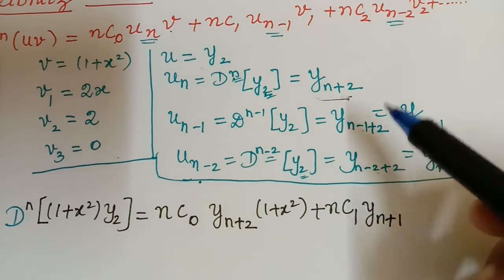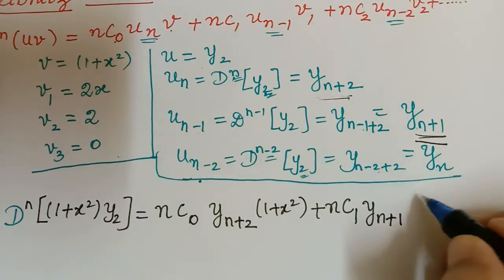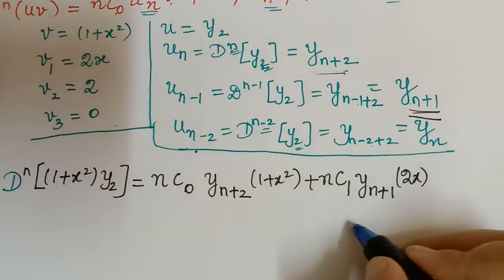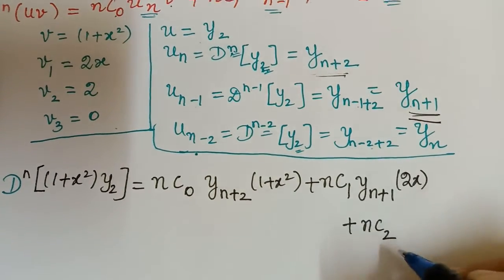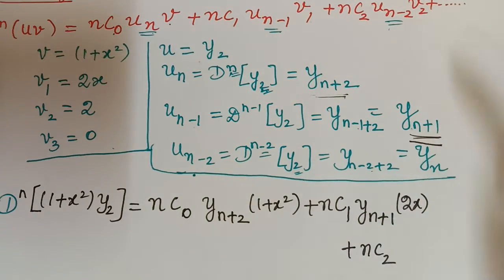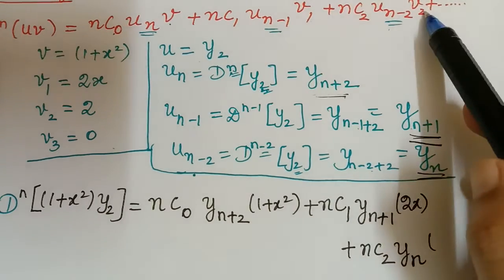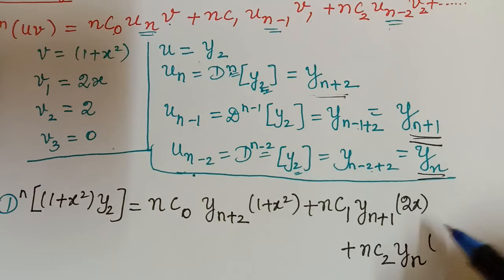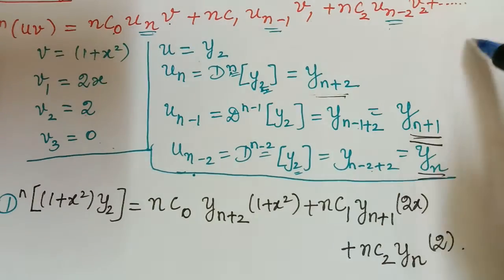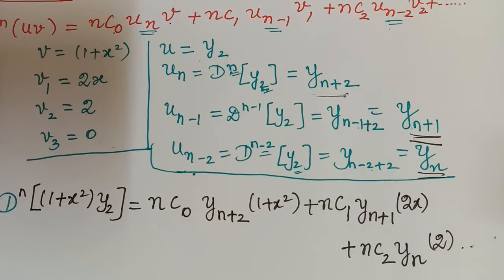And then we have v1. What is v1? v1 is 2x. Then plus nc2. Then what are we having? un minus 2. Un minus 2 is yn, which is multiplied with v2. v2 is 2. After this we have to stop, because v3 is 0, and all the further terms will be 0. So we stop here.